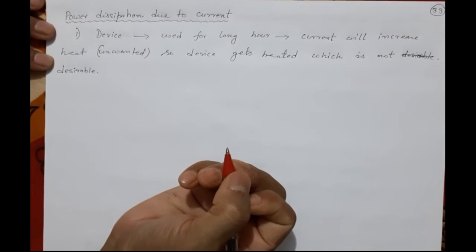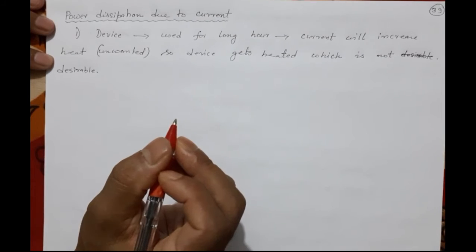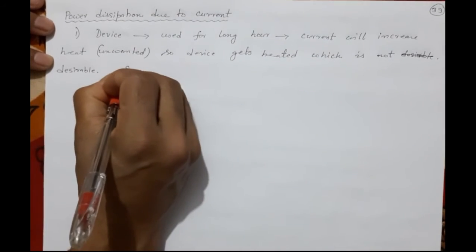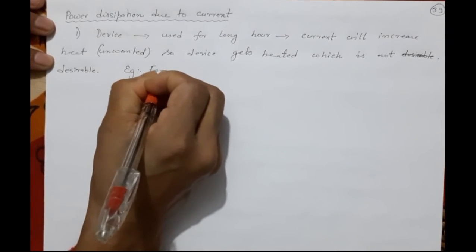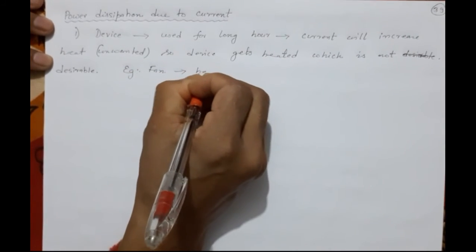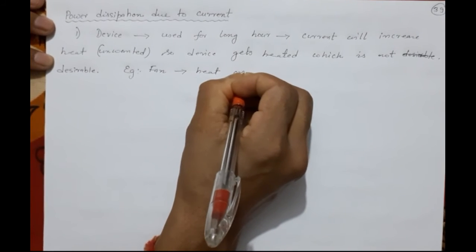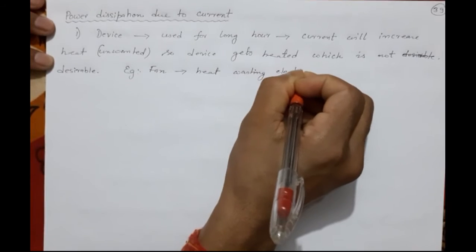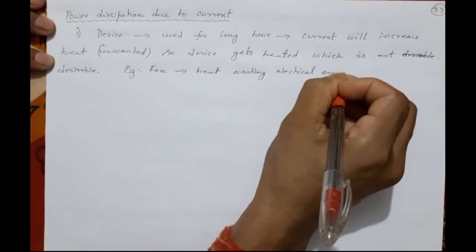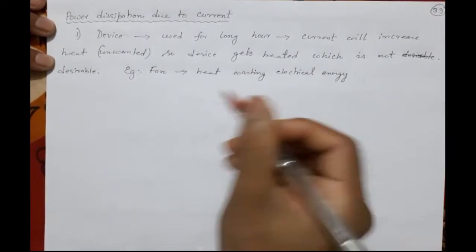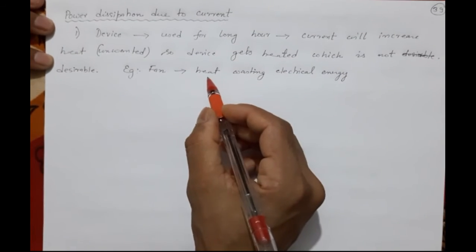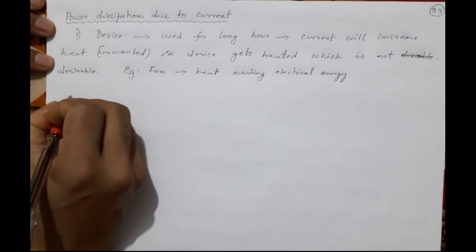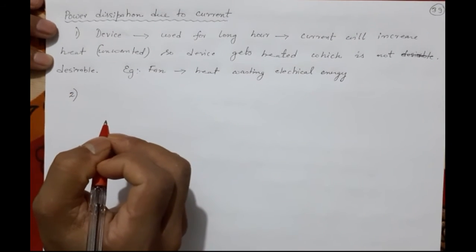This is called dissipation of energy. This energy is spent in the form of heat, which is not useful. Suppose you are using a fan for some hours and the heat is wasting electrical energy. It had to convert the electrical into mechanical energy in rotating, but some of the electrical energy is converted into heat and is wasted in the environment. So this is called dissipation due to current.